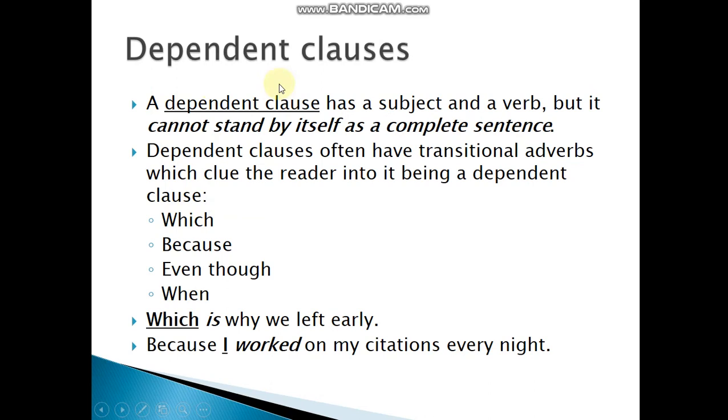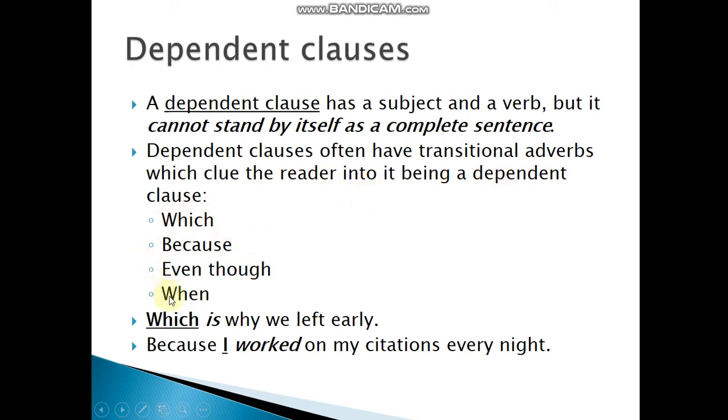Now, what about dependent clauses? What does it mean? A dependent clause is a subject and a verb, but it cannot stand by itself as a complete sentence. Dependent clauses often have transitional adverbs which clue the reader into it being a dependent clause.